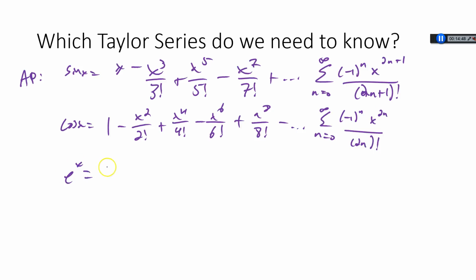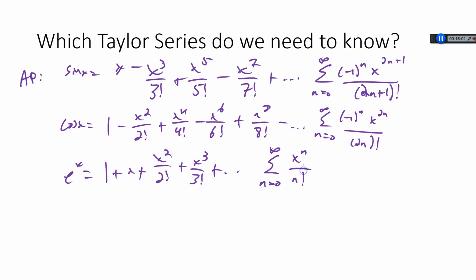e to the x. E to the x is my favorite. It's an easy one. 1 plus x squared over 2 factorial plus x cubed over 3 factorial plus forever and ever. Sum from n equals 0 to infinity, x to the n over n factorial. If you know these three, you're going to be in good shape for the AP test.